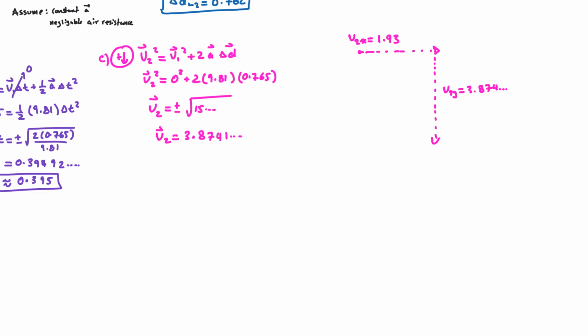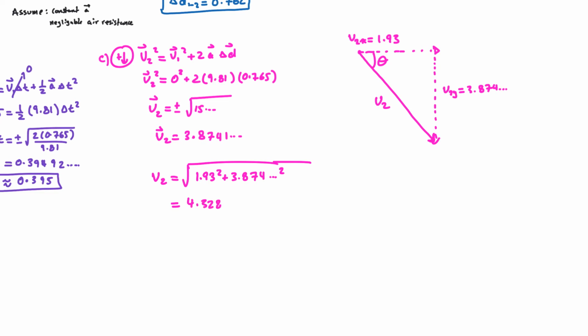And my final velocity then is starting from the tail and going to the tip. This is angle theta, and this is going to be velocity 2. So velocity 2 in terms of magnitude is going to be the square root of 1.93 squared plus 3.874 squared. And again, I'm using the Pythagorean theorem here. This is 4.3283.